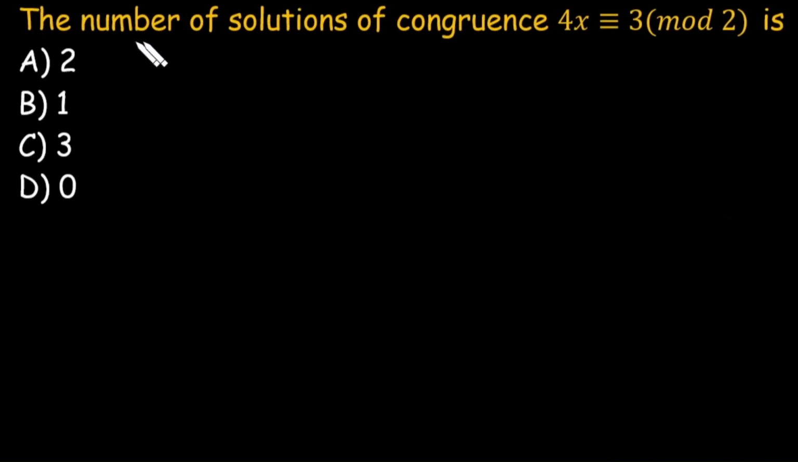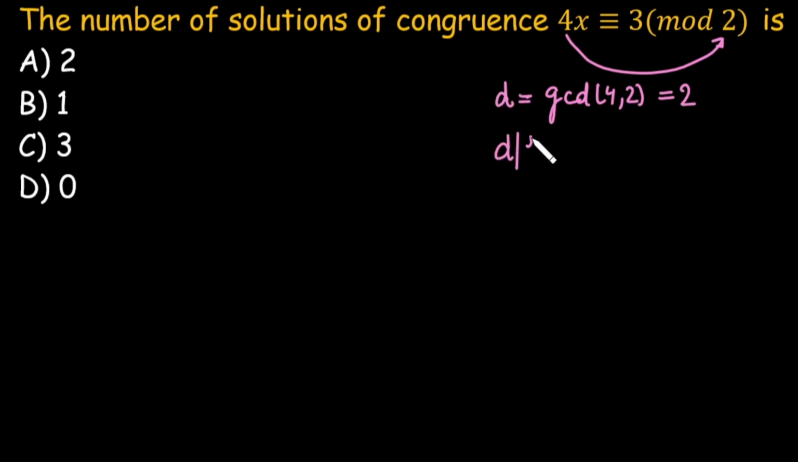Taking one more case, what is the number of solutions of the congruency 4x is congruent to 3 mod 2? Here, find the GCD of 4 and 2, that is equal to 2. The common divisor is 2. Let's suppose this is equal to D. Now does D divide B or not?